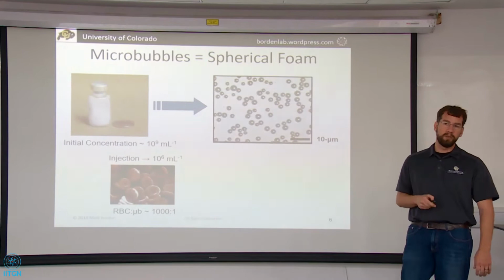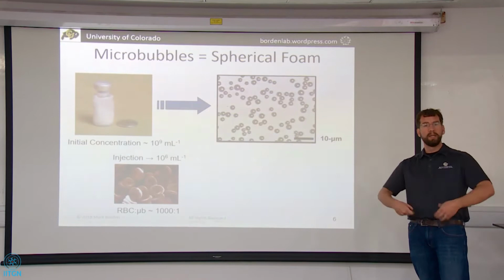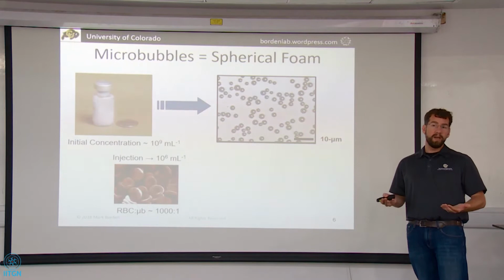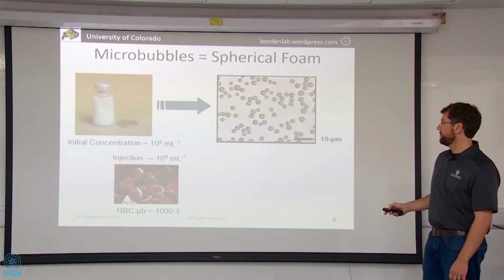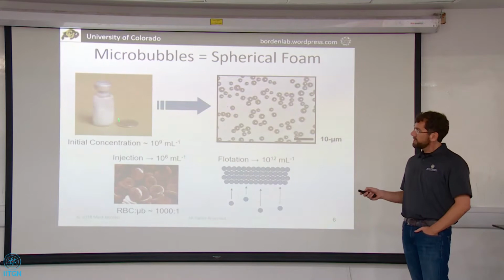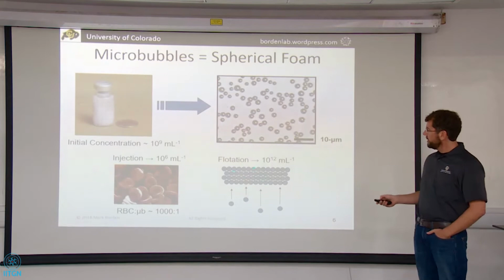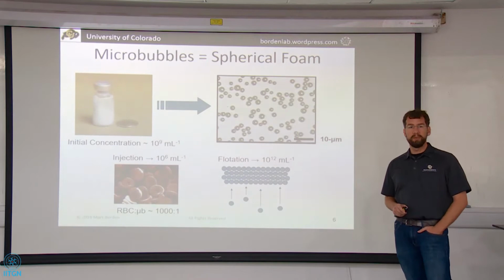That is, about a milliliter of this stuff is injected into a typical adult. And we have about 4 liters of blood, typical adult. So it's about a 1 to 1,000 dilution. You get on the order of a million bubbles per mil. But like I said, you can centrifuge or you can just wait over time. The bubbles will collect at the top. And they can concentrate and they can get up to on the order of a trillion microbubbles per mil. So, million, billion, trillion microbubbles per mil.